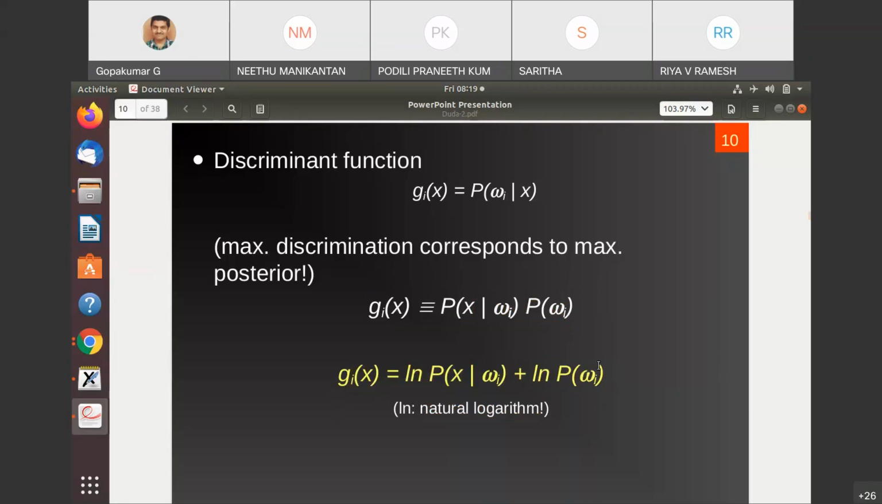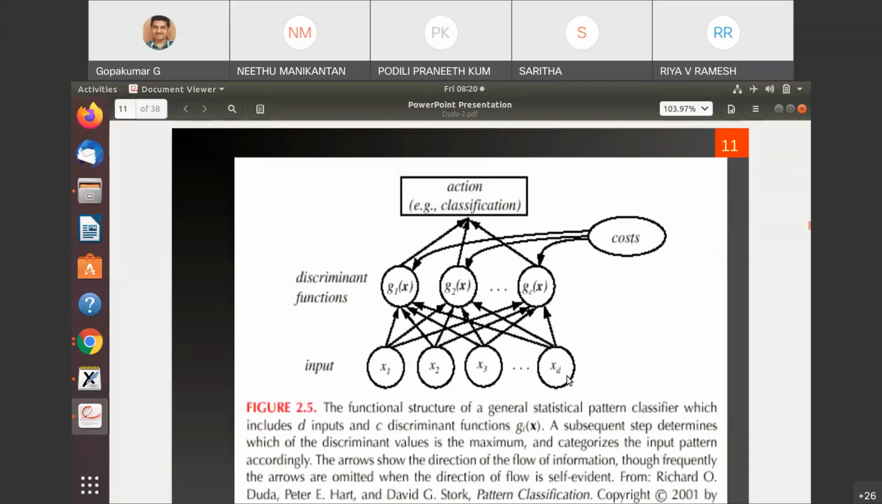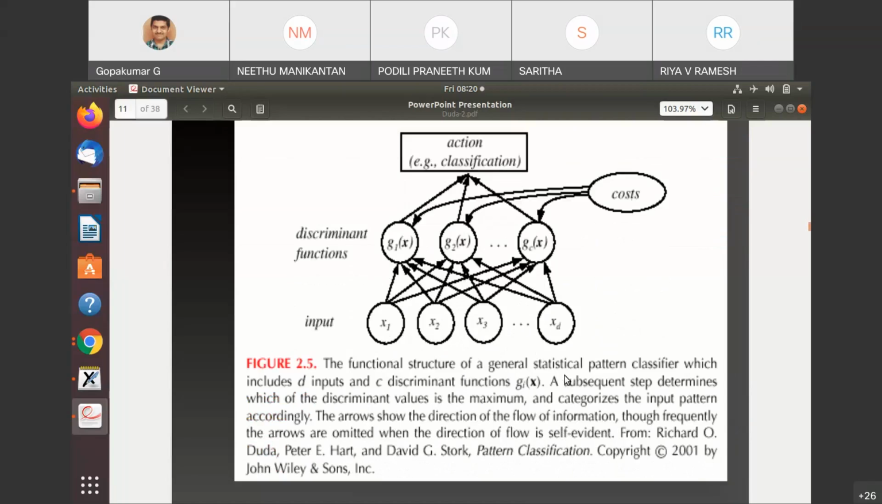So this is a way we can have, because some of these notations or equivalent notations will be better suited in some cases or situations where we can have an easier analysis. So that's why we are looking at different cases. So whatever we have just discussed, that means the multi-category case and different discriminant functions.